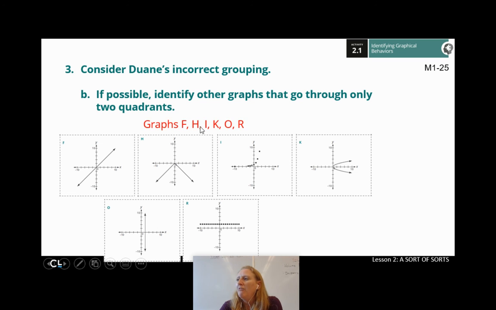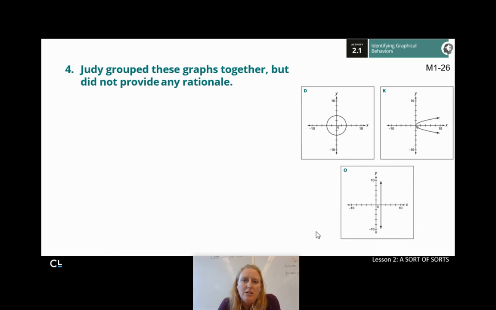So I'm going to write graphs F, H, I, K, O, and R. They all only go through 2 quadrants. Now, this is where we get tricky. Let's go to the next page where we get tricky.